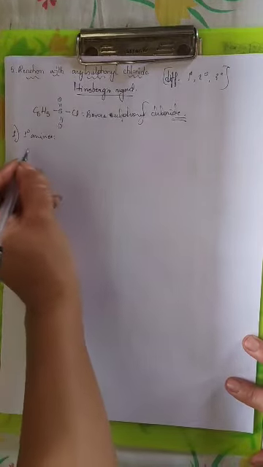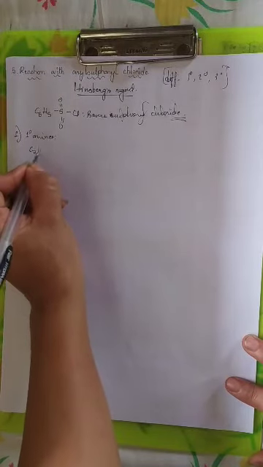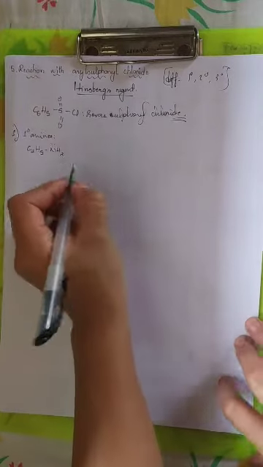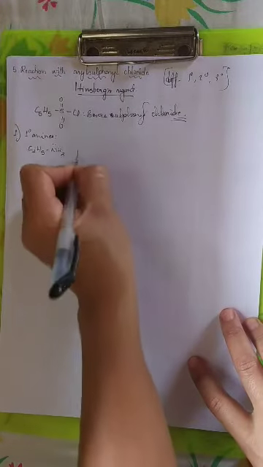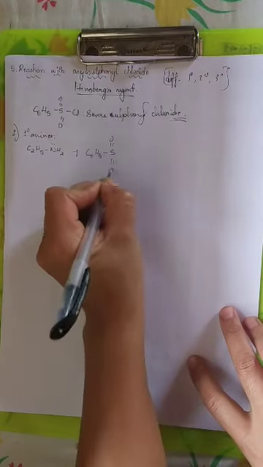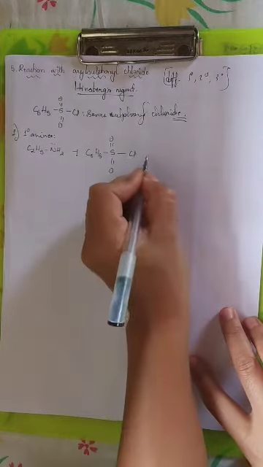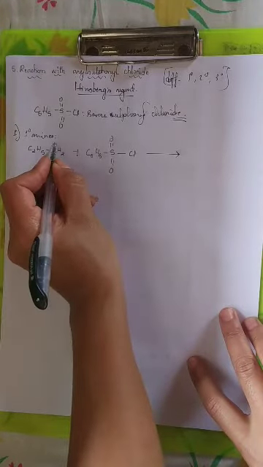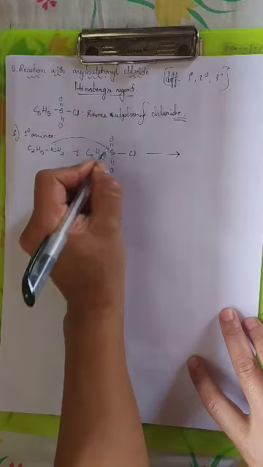Now, let's check the reaction of primary amines with the Hinsberg reagent. The primary amine, C2H5NH2, has a lone pair on the nitrogen atom. How does the Hinsberg reagent react? C6H5, S double bond O, and then Cl. Now, the reaction here is that the nitrogen's lone pair bonds up with this sulfur atom.